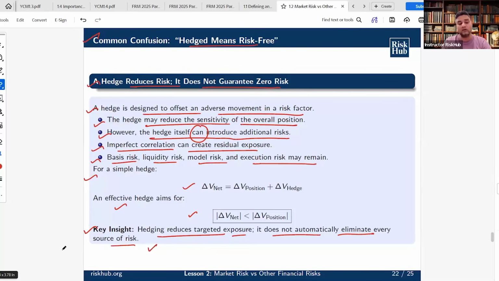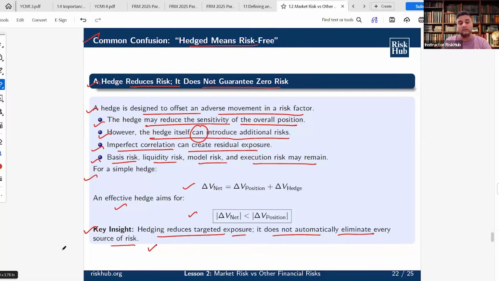A hedge is a second position taken to offset the first. Basis risk is the risk that the hedge instrument and the hedged position do not move together. Model risk is the risk that the valuation or hedge ratio model is wrong. Execution risk is the risk of an unfavorable price when the trade is placed. Residual exposure is what is left after hedging.